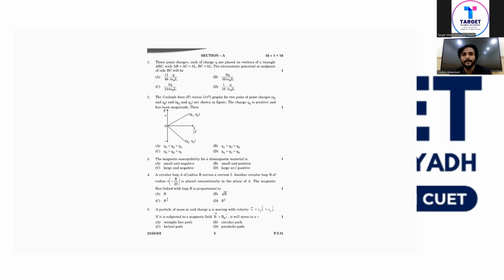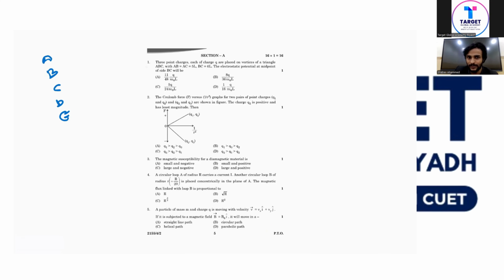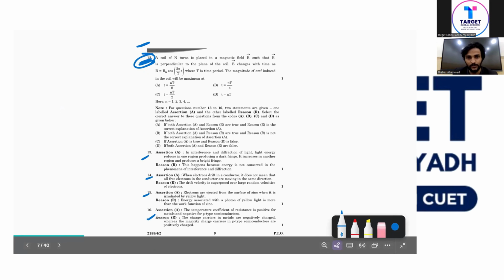Okay, now in your grade 12, you have a total of 5 sections: A, B, C, D, E. In the first section, it is multiple choice. You have 4 options, and each question carries 1 mark. Here a total of 16 questions are there in the first section, out of which 12 are multiple choice questions and 4 are reason-assertion questions.